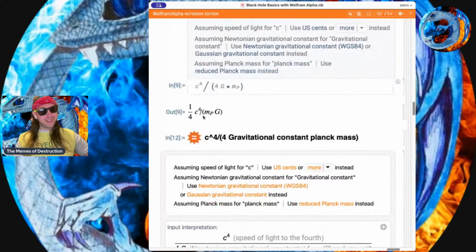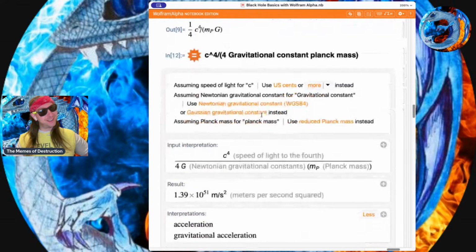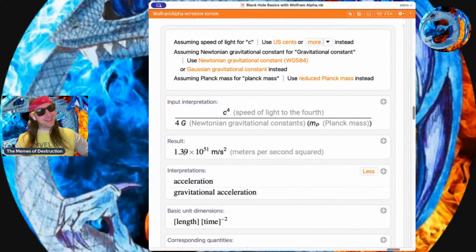All right, we get 1/4. Oh, isn't that a nice compact little formula? Cool. Okay, so we get this: 1.39 times 10 to the 51 meters per second squared. That's a ginormous number.